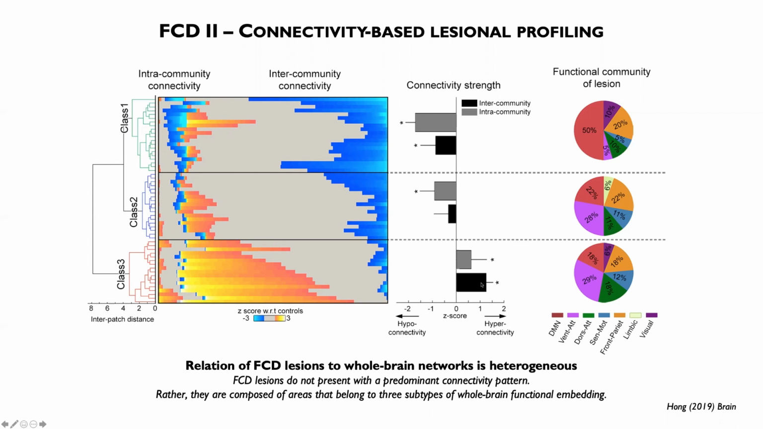So not only do FCD lesions present with structural signatures beyond those defined by neuropathology, but they also have a heterogeneous relation to whole brain networks. In fact, as demonstrated by this study, FCD lesions do not present with a predominant connectivity pattern. Rather, they are composed of areas that belong to 3 subtypes of whole brain functional embedding.